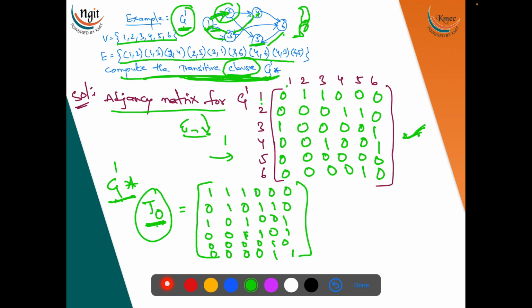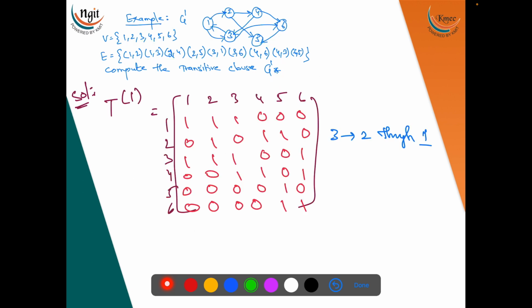First transitive closure, T0. Whichever is reachable, we mark as 1. Now let's find T1. T1 means, here I wrote 1, so 1 indicates that vertex 1 is the intermediary vertex to reach any other vertex.